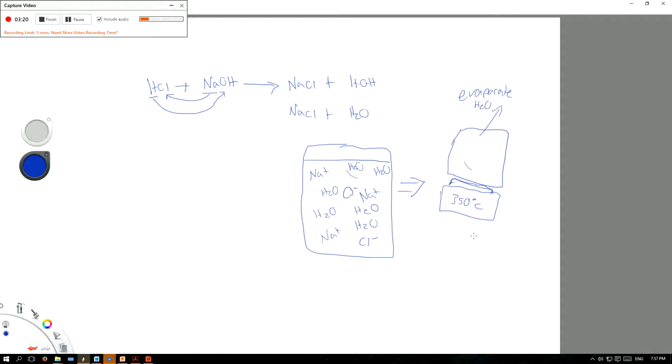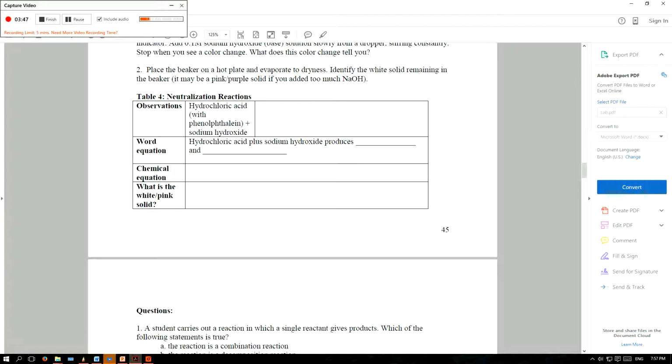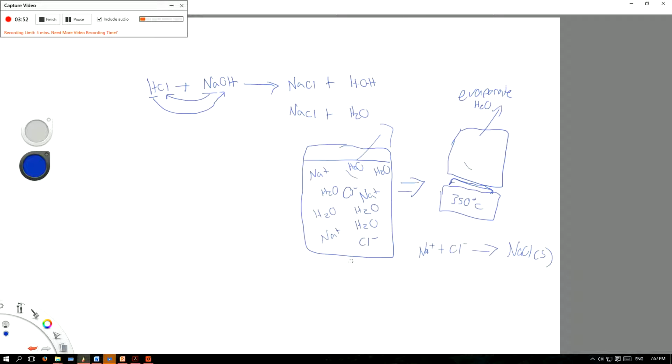So yeah, when the water evaporates, right? It's what happens when you boil water. Those are going to leave. It's going to leave behind Na and Cl. But since it's not in solution, basically, it's going to turn back into NaCl, the solid, right? So you might have thought when you saw this, what's going on here? That's all it is, basically.